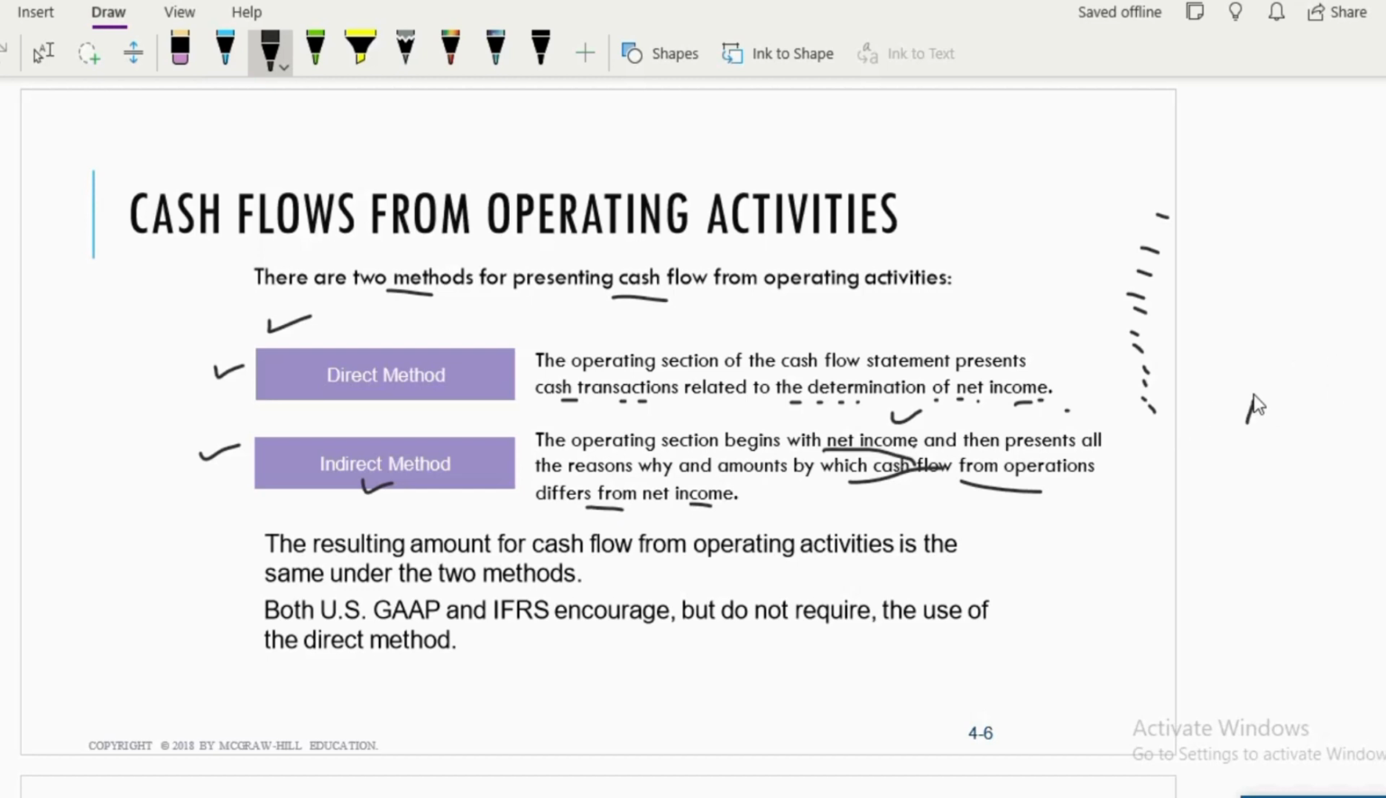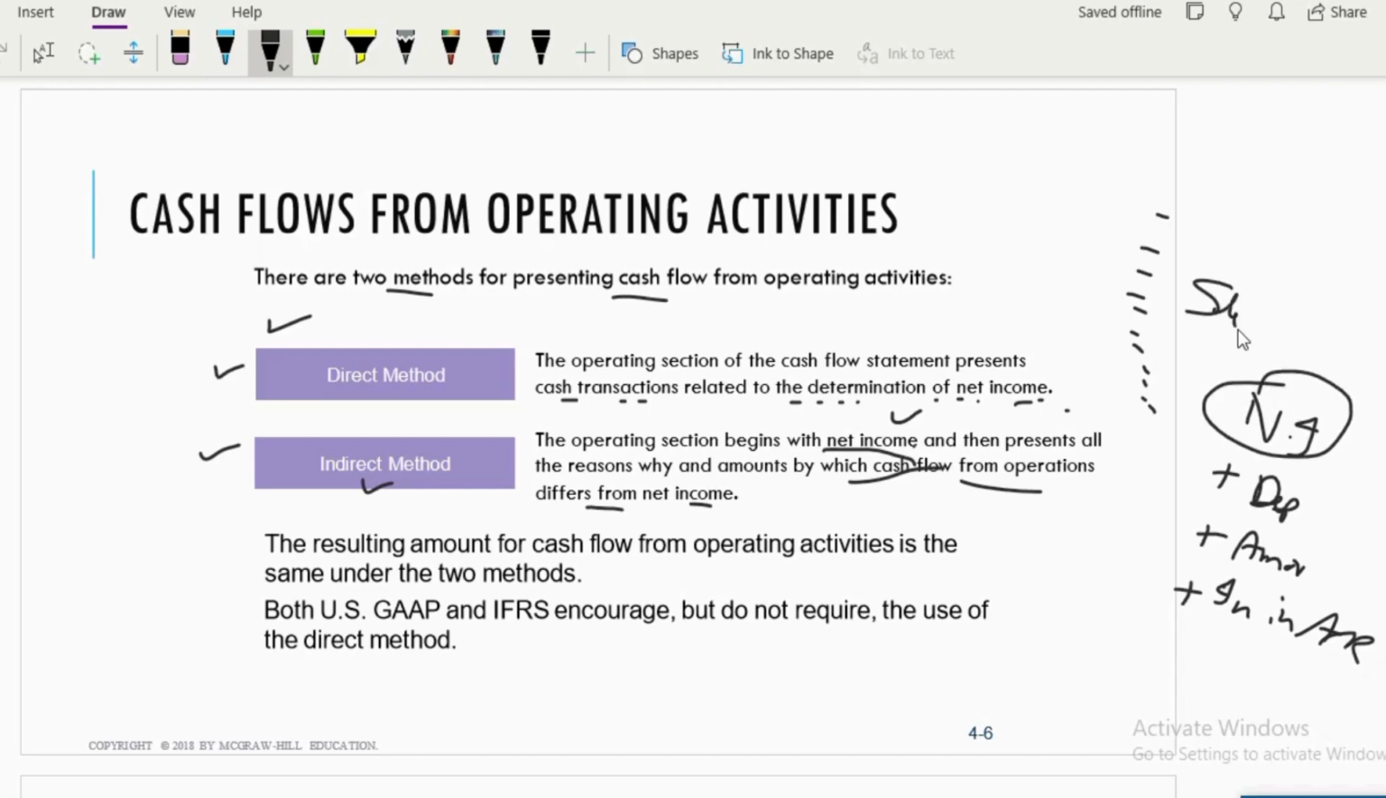So let's suppose if I take the net income, I will add back the depreciation, I will add back the amortization, and I will subtract the increase in accounts receivable. Why? Because in net income I have sales which were on credit basis. So these sales increase my accounts receivable, so I'm going to subtract this increase in accounts receivable.